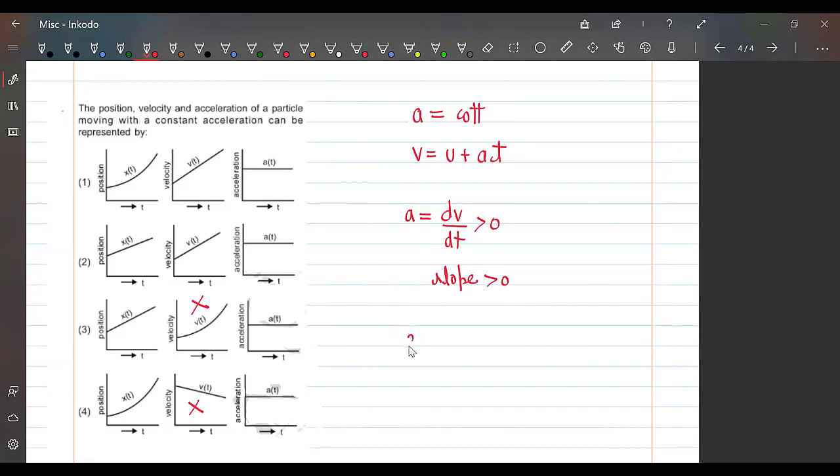And the variation of position, that is given by x is equal to ut plus half at square. So this graph should be a parabola. Xt graph should be a parabola. And this graph should be a straight line.